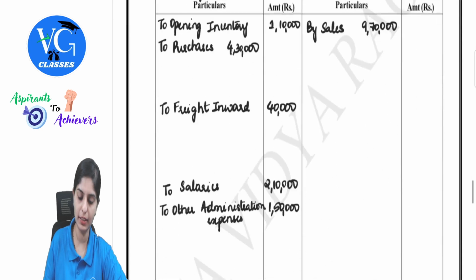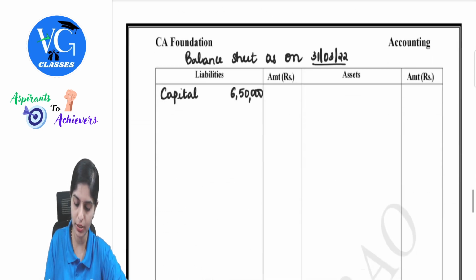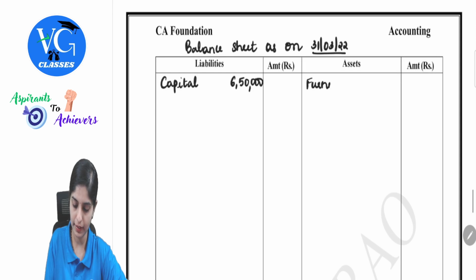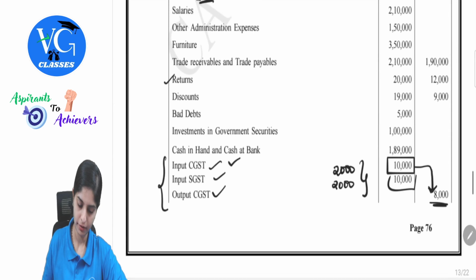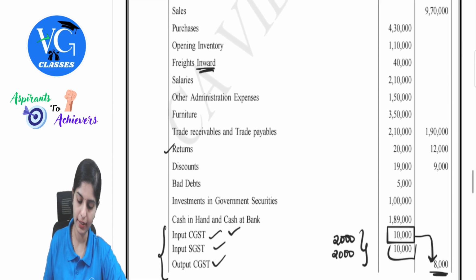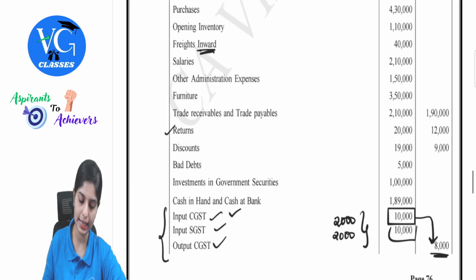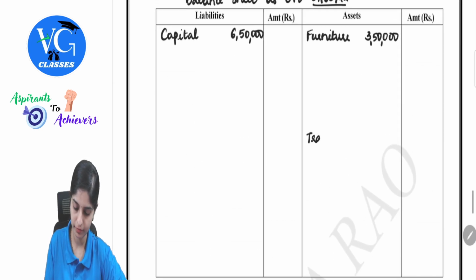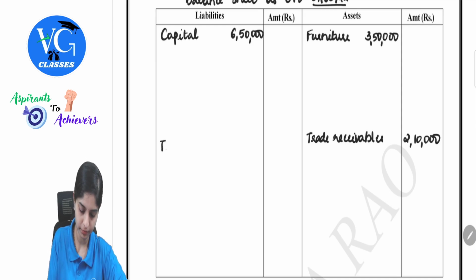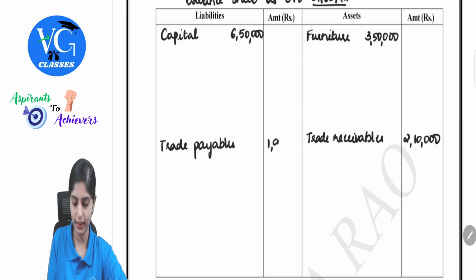Furniture, 3,50,000. This comes in the balance sheet. There was a depreciation also, so we will write it in the inner column. 3,50,000, furniture. Then trade receivables and trade payables, 2,10,000 and 1,90,000. Trade receivables is my current asset. No other adjustments, so we will directly enter in the amount column. Trade payables, 1,90,000.